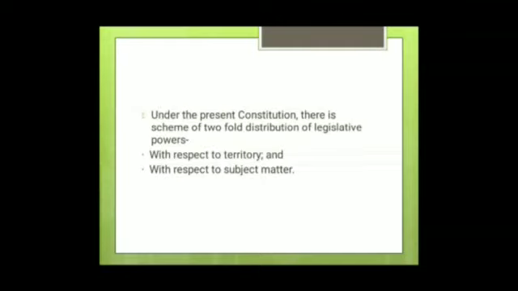And under our constitution, there is a twofold distribution of legislative power. How have they distributed the legislative power? Now, first is with respect to the territory, and second is with respect to subject matter. Now with respect to the subject matter, our constitution has adopted a threefold distribution, which is placed in the three lists: Union, state and concurrent list, right?